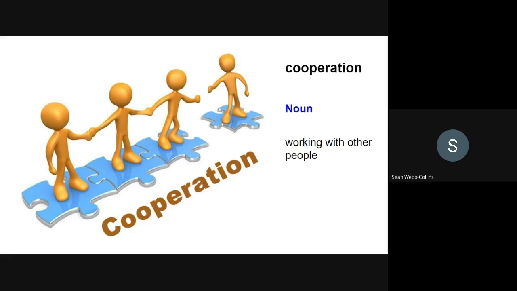What other word forms are there? That's right, there's the adjective cooperative. I like working with him. He's very cooperative. And the adverb? Cooperatively. The word forms are the noun cooperation, the verb cooperate, the adjective cooperative, and the adverb cooperatively.